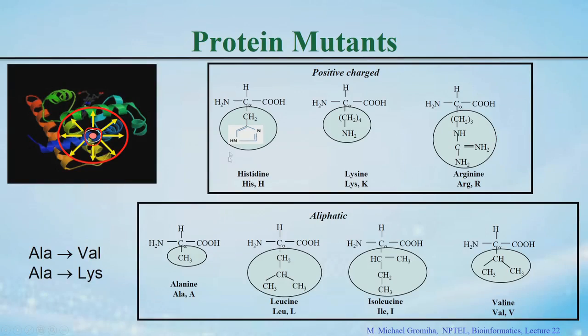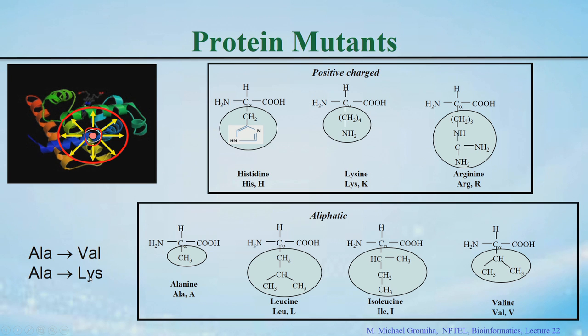Here I show some types of amino acid residues. Here you can see the positive charge residues lysine, arginine, and aliphatic residues. If we mutate alanine to valine, what will happen? Whether it stabilizes or destabilizes, or this will make contacts or it will make a steric clash. That depends upon the location where you mutate.